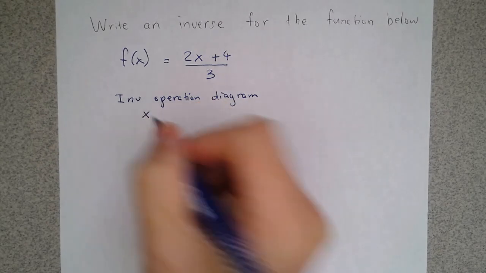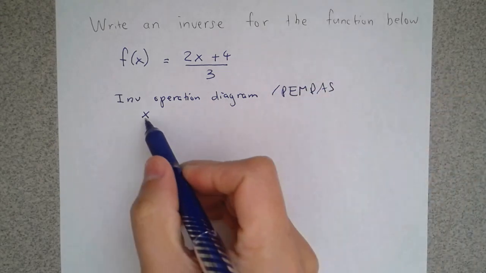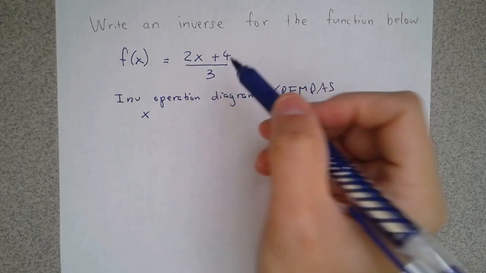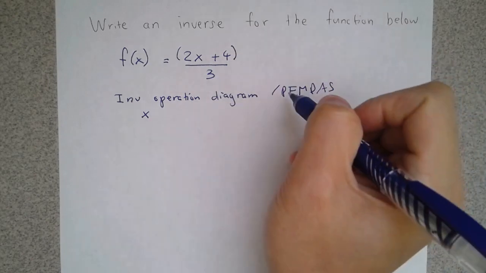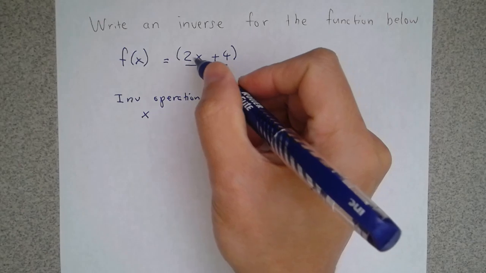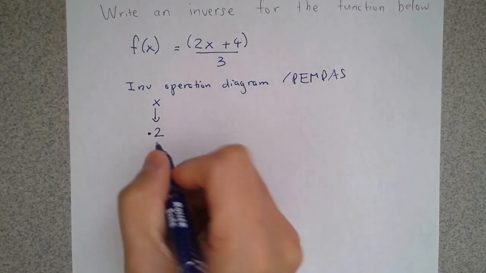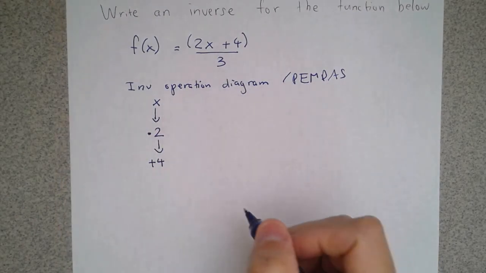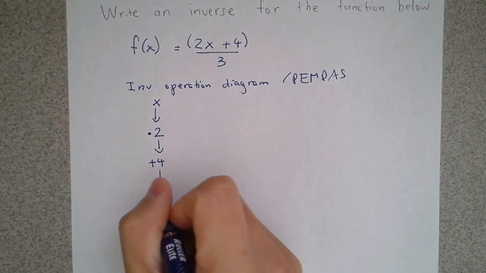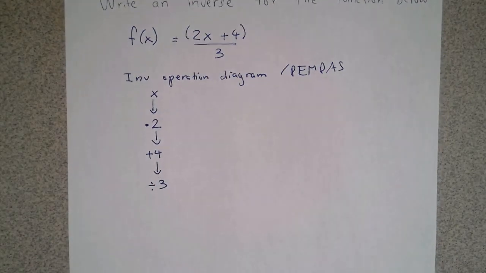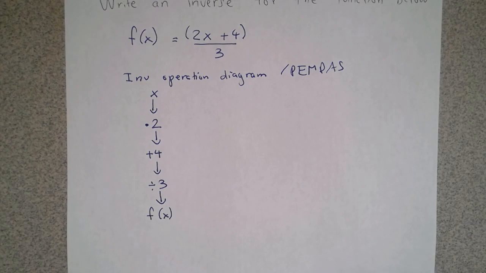I'm going to start with x, and following PEMDAS, I want to see what happens to x first in this function. So here, there's actually invisible parentheses in the numerator. So I want to do what's first in the parentheses. It's being multiplied by 2 and then added by 4. So I have times 2, add 4. After I add 4, I divide this quantity by 3. Okay, so divide by 3. And that's going to give me f of x, okay, which is the output.